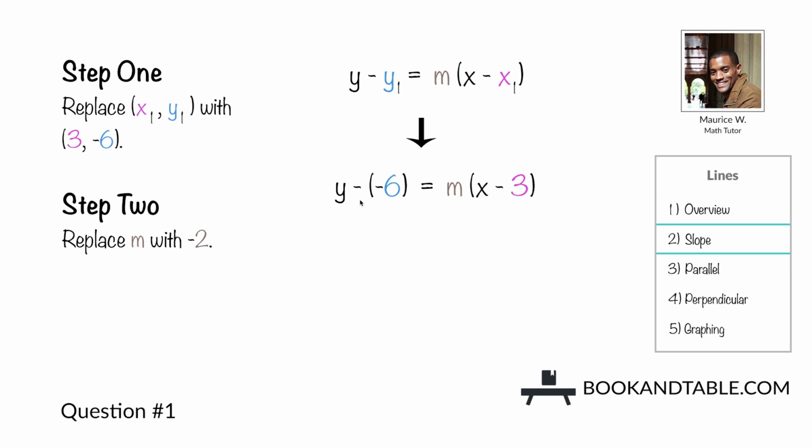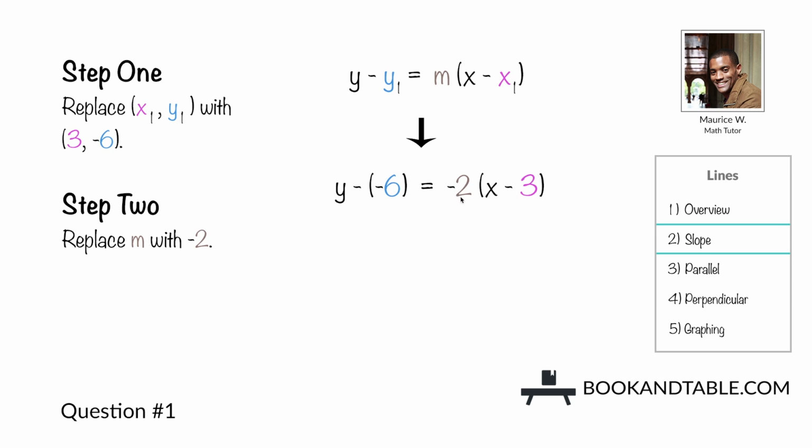So we get y minus negative 6. That will wind up being y plus 6 is equal to m times x minus 3. Our x is positive 3. x minus positive 3 is x minus 3. Step 2, replace m with negative 2, the slope. So this is what we are left with.